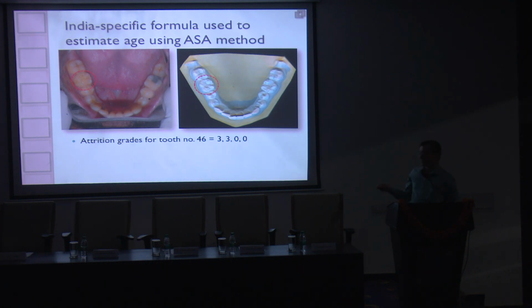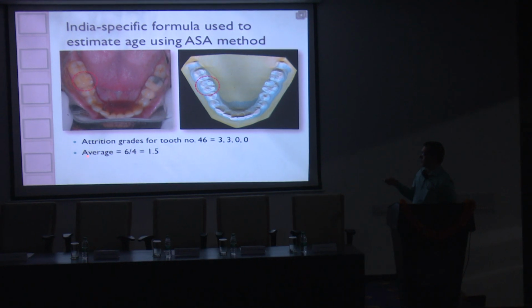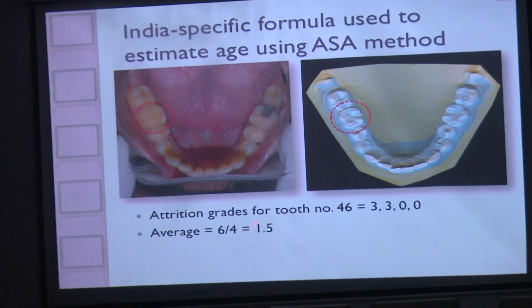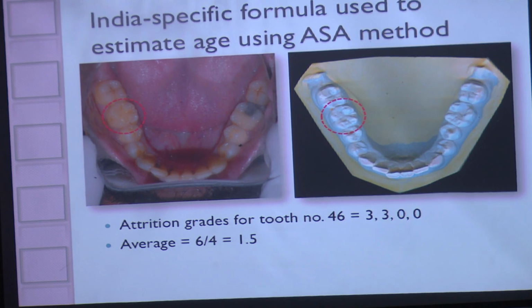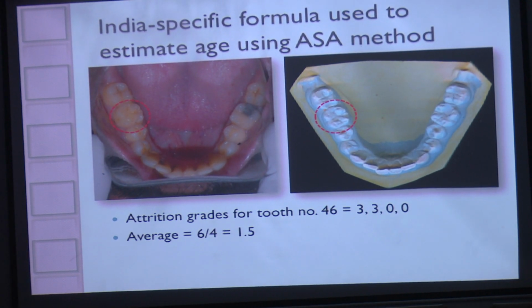Now remember, we are taking the average. So add these up and divide it by the number of cusps. So the denominator is actually 4, not 5. So we get an average of 1.5. Now this is substituted in a formula.